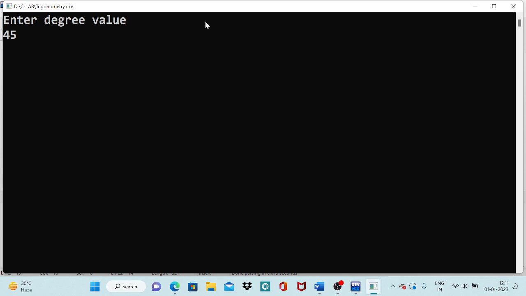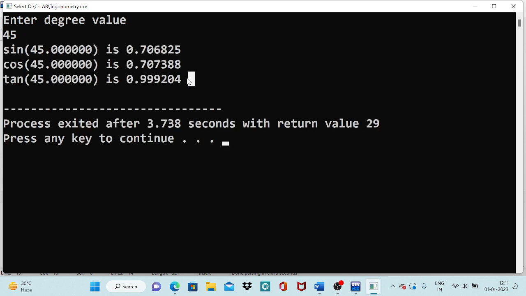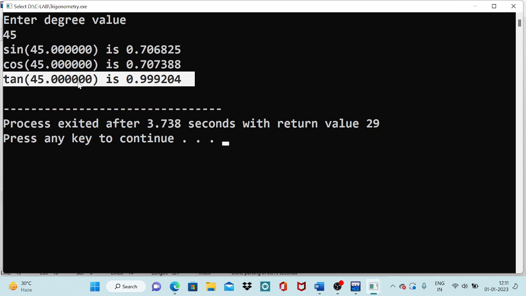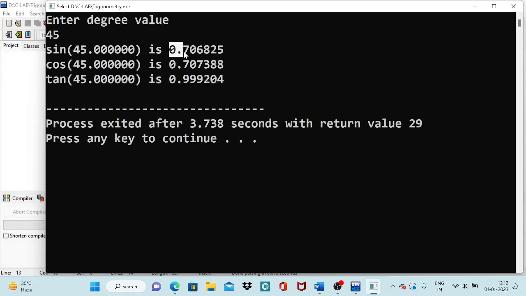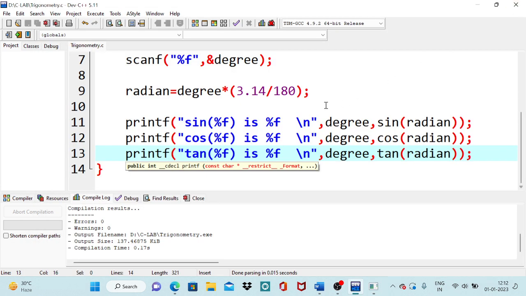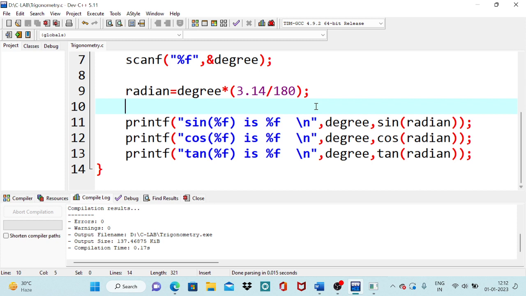This time I will give 45. We all know that tan 45 is 1. If you observe, tan 45 generates almost close to 1, 0.99204. Sin 45, cos 45, you can check the values. Sin 45 value is this much, cos 45 value is this much, and tan 45, we all know that the value is 1, generates 0.99204. So like this we can calculate sine values, cosine values and tangent values.